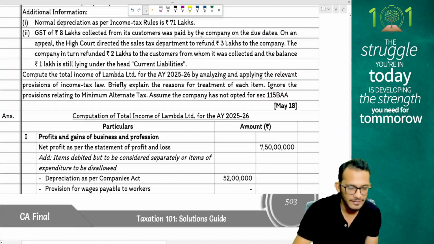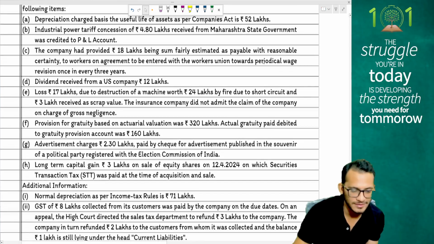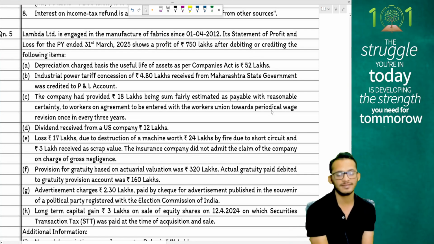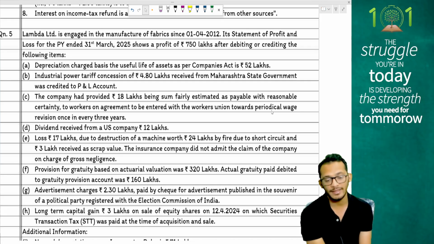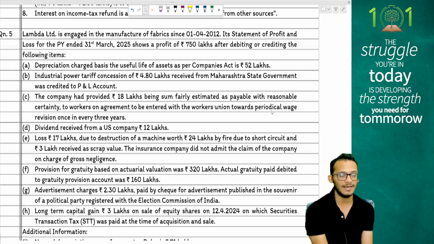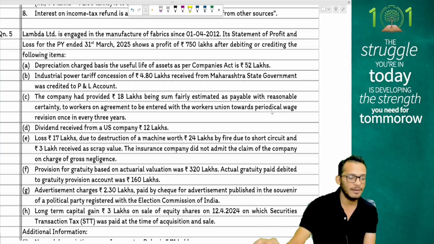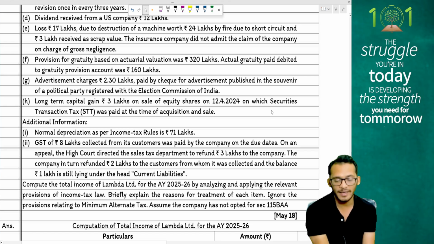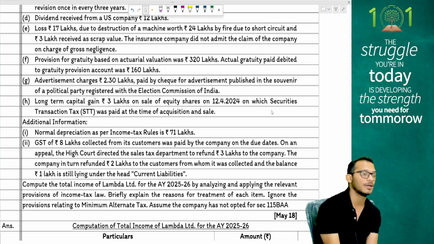I think we are going to do this question, or let's check. I think most of the adjustments will remain the same, but let's check. Question number 5 says Lamba Limited is engaged in the manufacture of fabrics since 1st April 2012. Its statement of P&L account has been given with a profit of 750 lakhs after debiting and crediting the following items. I am ignoring the information and moving to the last. It says compute the total income of Lamba Limited by analyzing and applying the provisions of Income Tax Act. Briefly explain the treatment of each item. Ignore the provisions of MAT, and also don't assume that he is opting for 115BAA. I am in normal provisions.